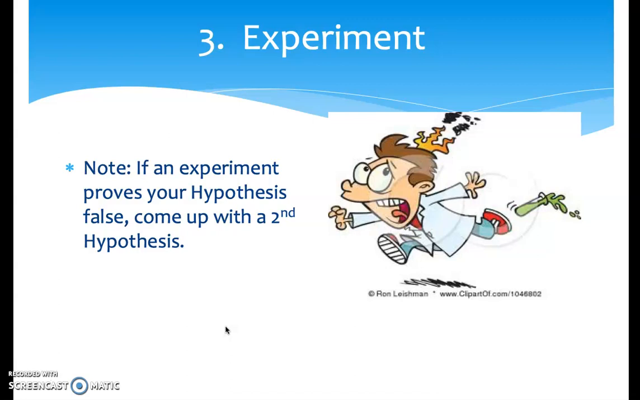So if your experiment does not work right, you have to go back and create a new hypothesis. Luckily, if your hypothesis is correct, you only have to do one experiment. If it doesn't work, then you have to go back and create another hypothesis. If that doesn't work, you have to go back and create a third one, and so on, until you get it right.